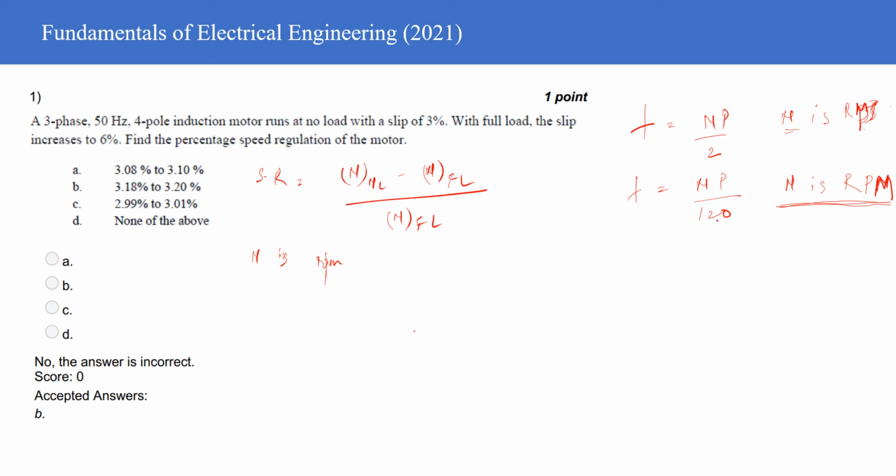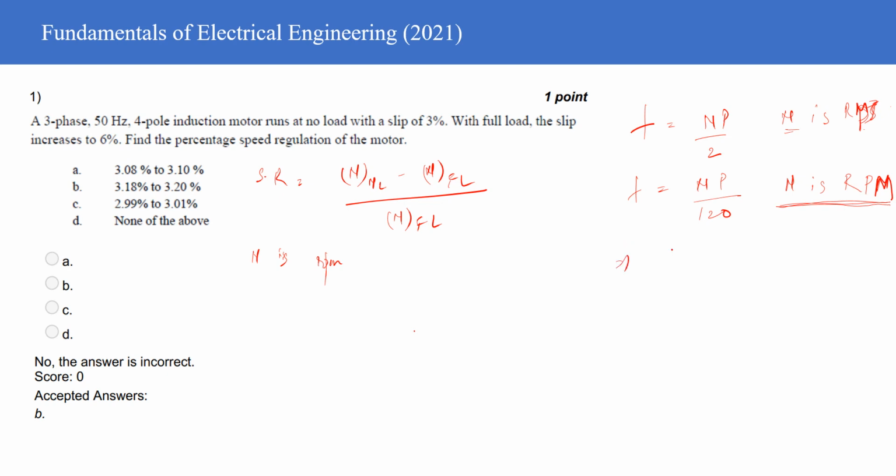P here is the total number of poles, right? Remember that you are not using pole pairs, you are using the total number of poles. This formula can help you figure out the frequency. In our case the frequency is given but n is not, so we can find the synchronous speed of the motor.